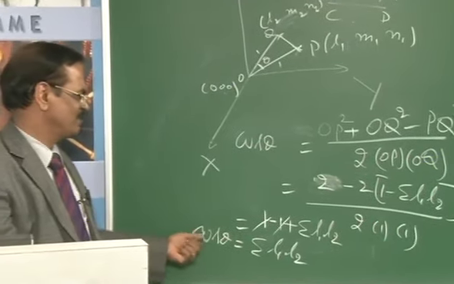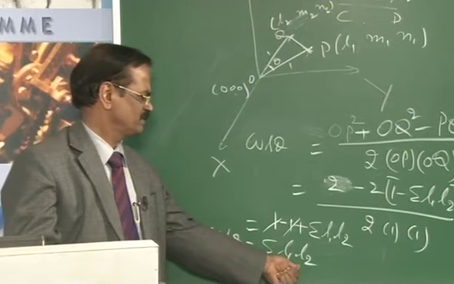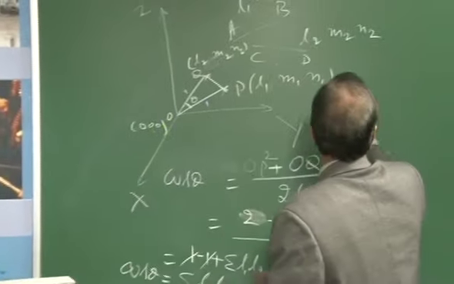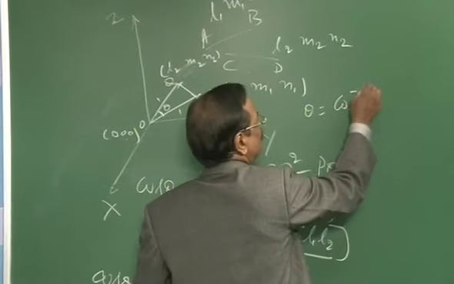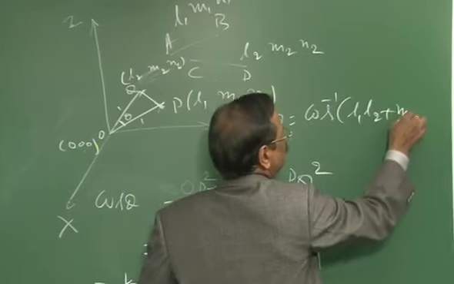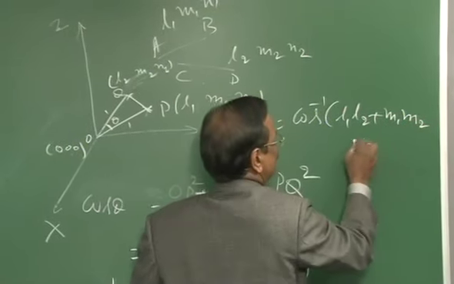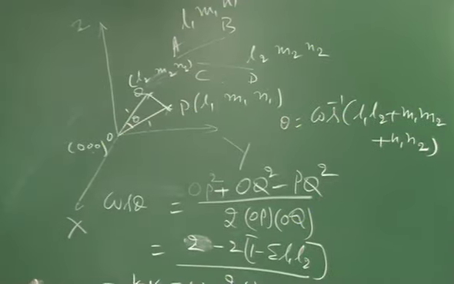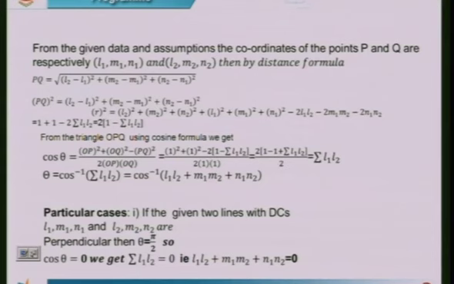So actually the problem ends there, because theta is cos inverse of that. So I will write cos inverse of sigma L1 L2, which can be expanded as L1 L2 plus M1 M2 plus N1 N2. That is the required formula, which has appeared many times in examinations. You have to remember this.